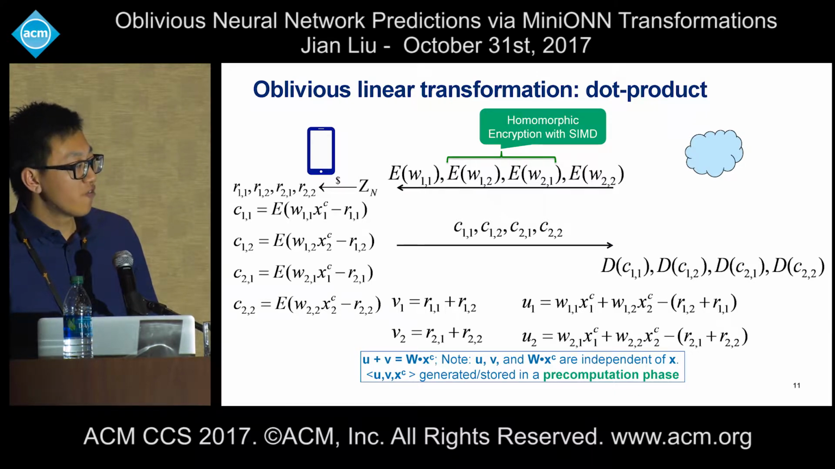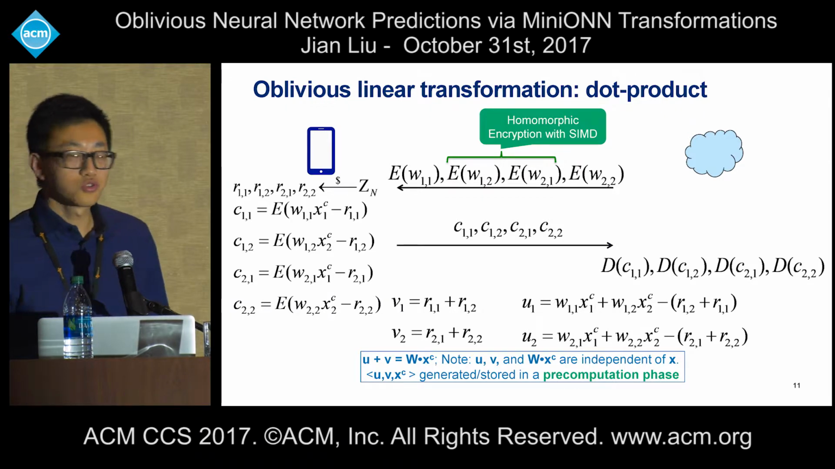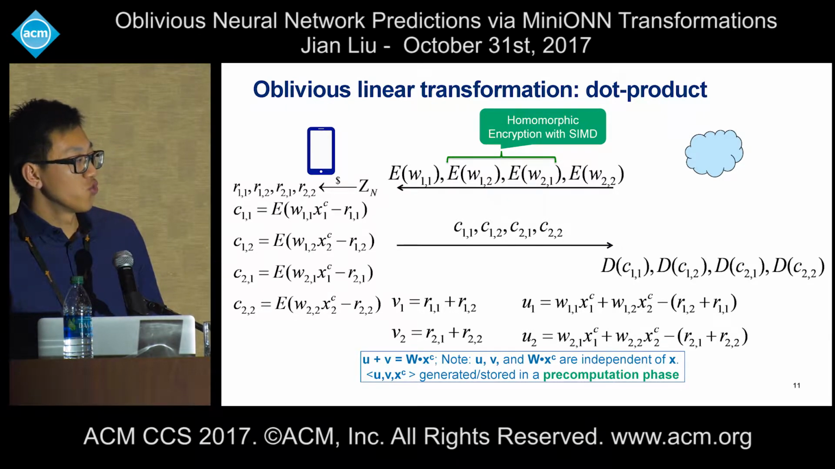So notice that if we add this V and U, the randomness will get cancelled. The random values will get cancelled. So the result is exactly W times xc. And please also notice that all these U, V, W, xc are independent of the query x. So the whole protocol can be pre-computed.